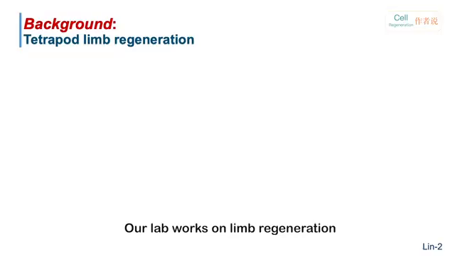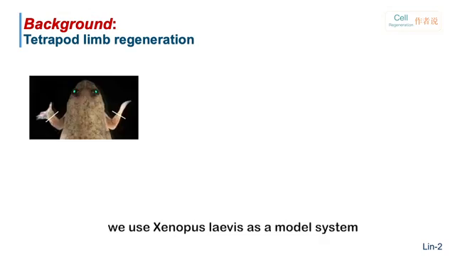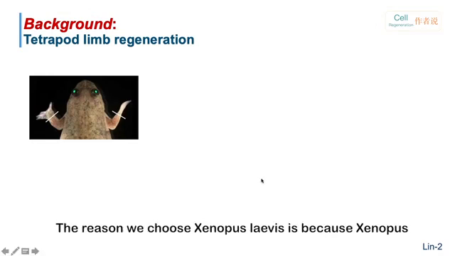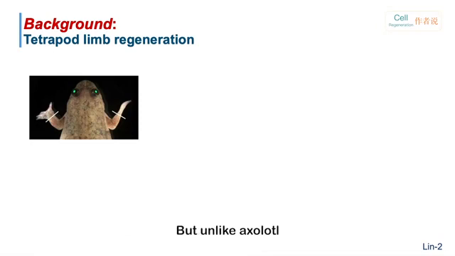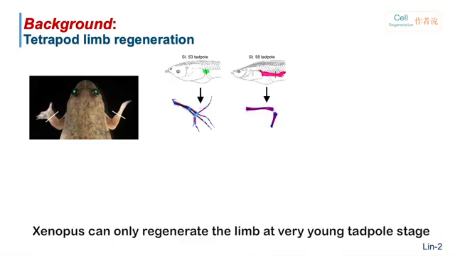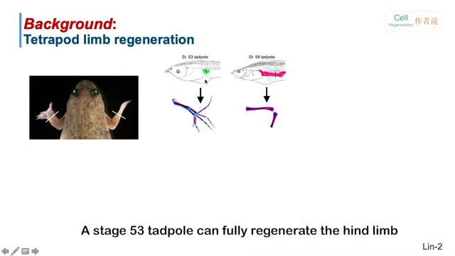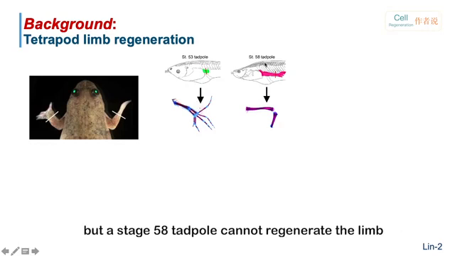Our lab works on limb regeneration. In addition to axolotls, we use Xenopus laevis as a model system. The reason we choose Xenopus laevis is because Xenopus, like axolotls, can regenerate the limb. But unlike axolotl, Xenopus can only regenerate the limb at a very young tadpole stage. So a stage 53 tadpole can fully regenerate the hind limb, but a stage 58 tadpole cannot regenerate the limb.